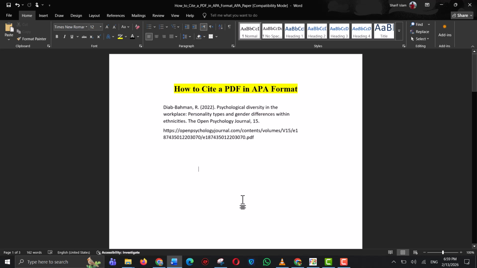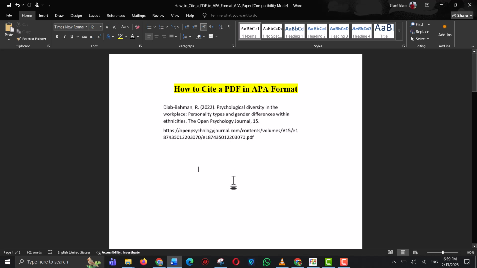Step 2. For an online-only PDF, type the APA citation, starting with the author name, usually written as last name, followed by initials. Step 3. After the author, type the title of the PDF, using sentence case where only the first word and proper nouns are capitalized.